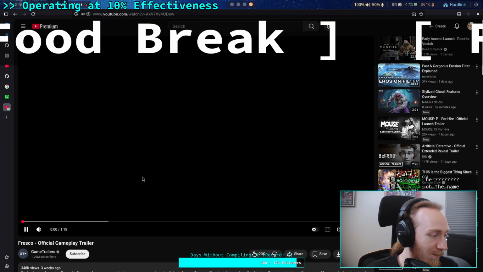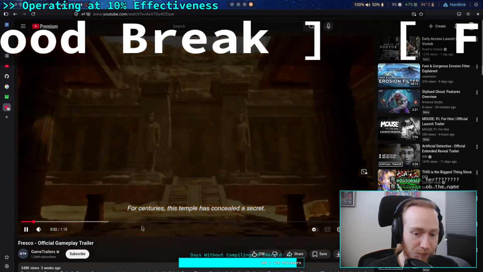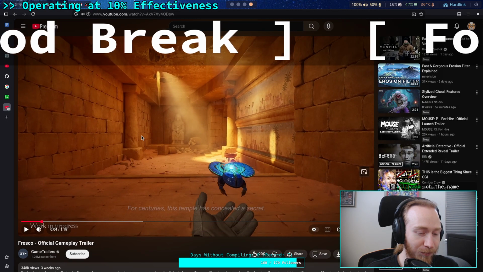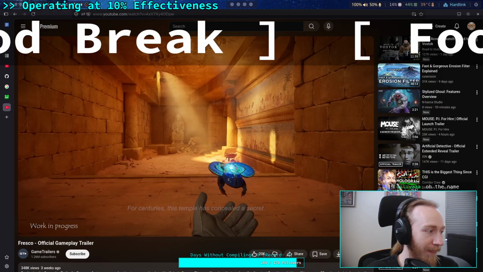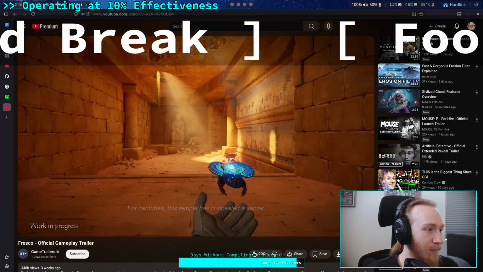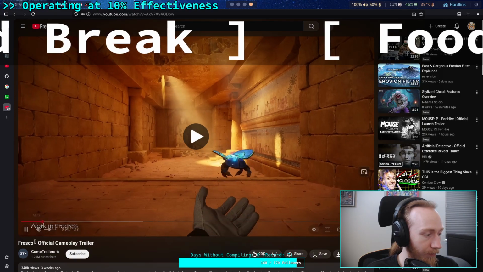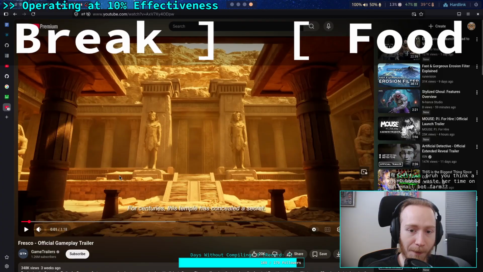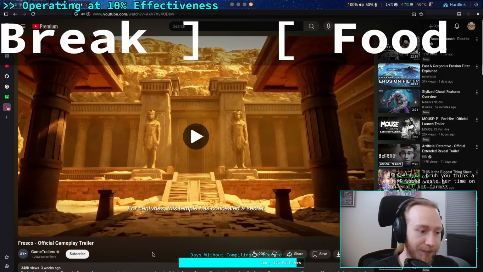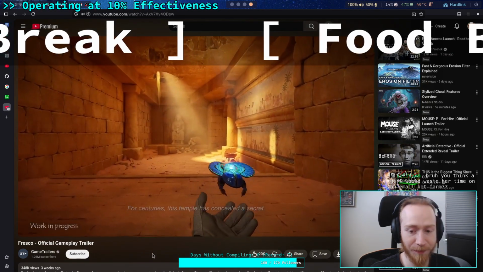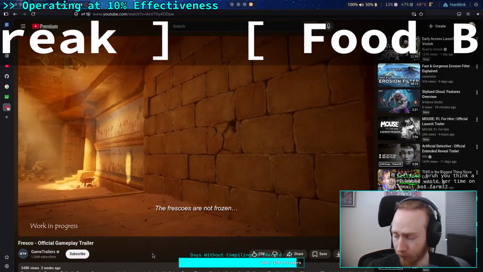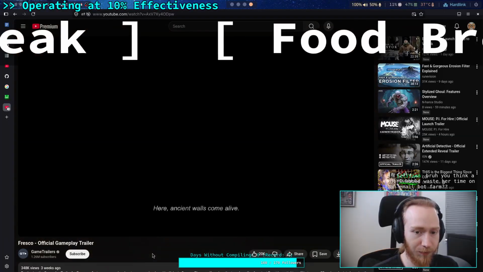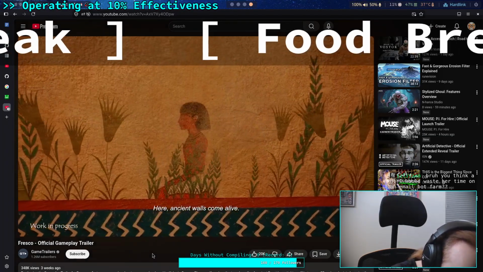Okay. For centuries, this temple has concealed a secret. One second. The frescoes are not frozen. For centuries, this temple looks has cool. concealed a secret. The frescoes are not frozen. Here, ancient walls come alive.